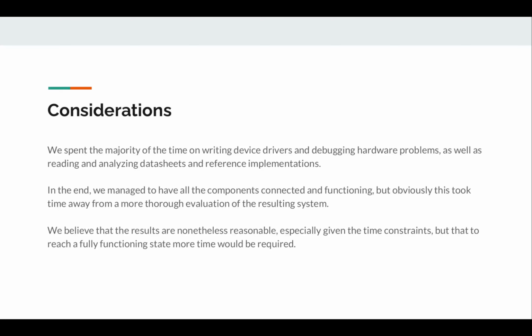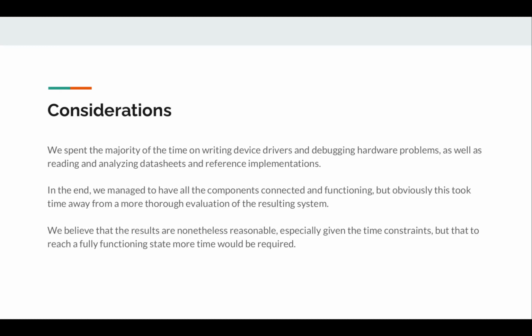As I said, we spent a lot of time on the hardware. This is because a lot of the hardware we had was not supported or supported only partially, so we had to spend time writing device drivers, debugging hardware problems, and also analyzing datasheets, implementations, and software that we found online. We did manage to get everything working. We will see this in the demo, but it unfortunately took time away from a more complete, thorough evaluation, and also from the user interface, which is missing.